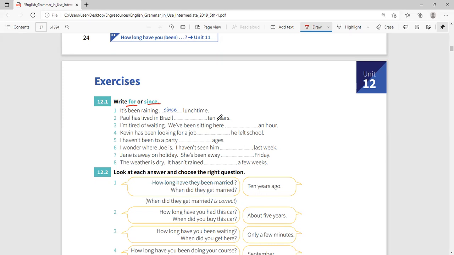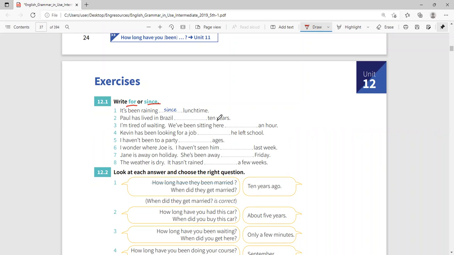Number 5. I haven't been to a party for ages. To a party for ages. Yeah, for ages. Correct. For a long time.